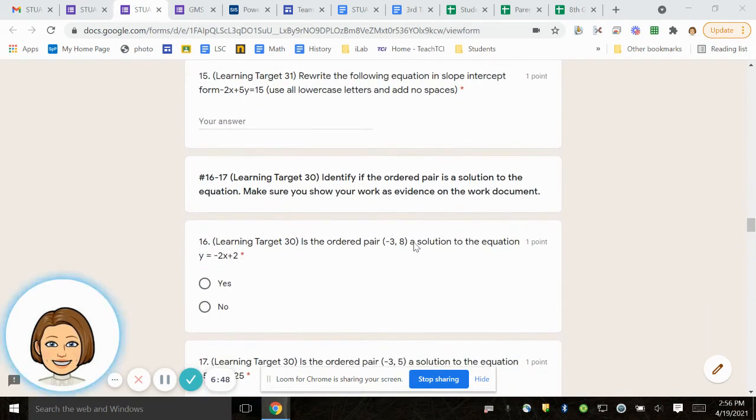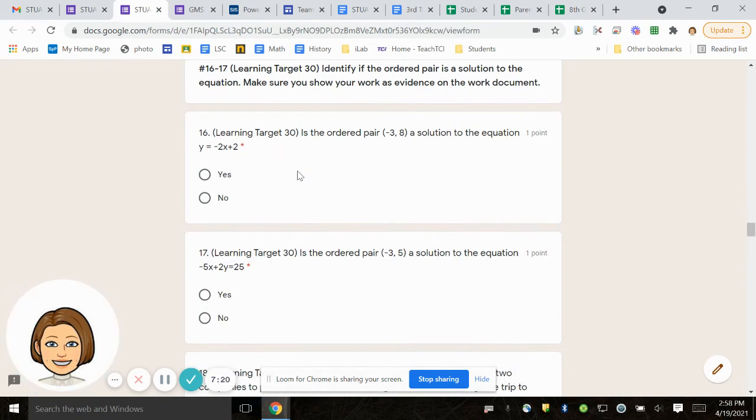Number 15, you're transforming this equation into slope-intercept form. I'm going to start this one over. You're going to transform this equation: negative 2x plus 5y equals 15. So we want it to look something like y equals mx plus b. So get y alone on the left-hand side and everything else on the right-hand side using math.